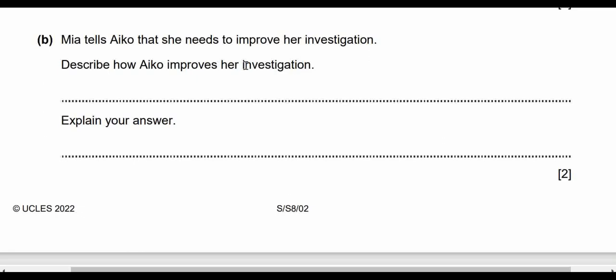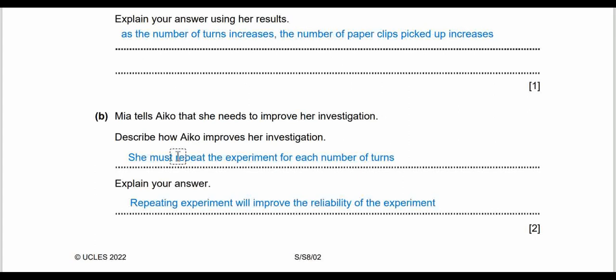Next. Mia tells Aiko that she needs to improve her investigation. Describe how Aiko can improve her investigation and explain your answer. 10 seconds from now. Well, let's open up the answer. So she must repeat the experiment for each number of turns. Explanation: repeating the experiment will improve the reliability of the experiment.